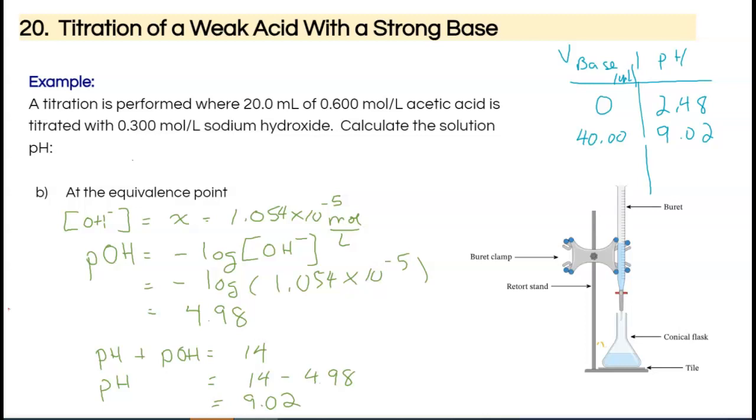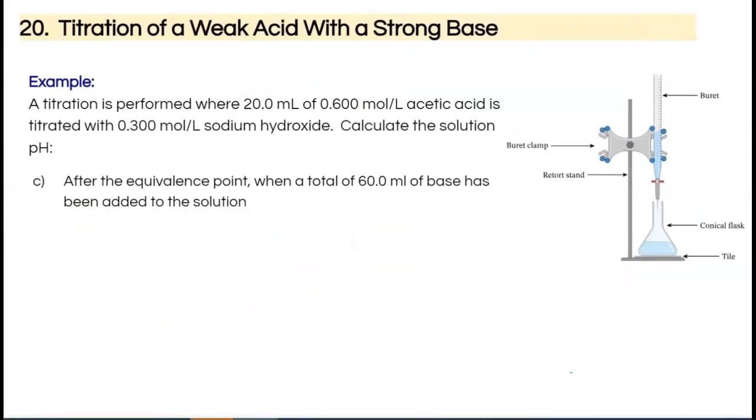Okay, so our last thing that we're going to do is look at what happens after we pass the equivalence point. And this piece is a little bit trickier than you might think. So let's break it down. So at this point, the question is saying, what is the pH after I've added 60 milliliters of base? And you'll remember that in my conical flask, I started with 20 milliliters of acid.